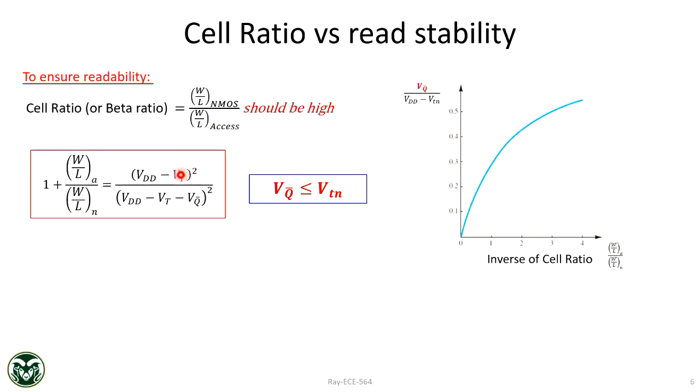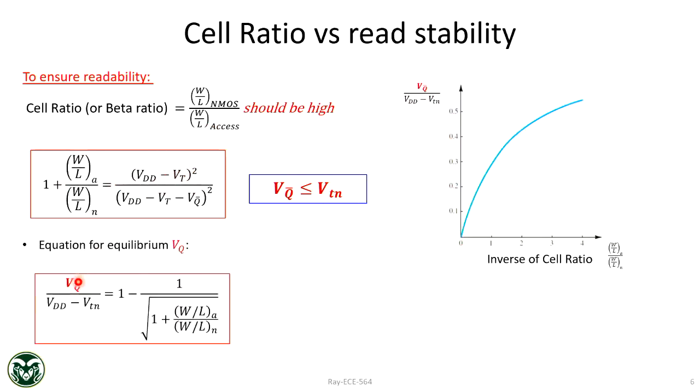You can simplify this equation a little bit more. You can write VQ by VDD minus, so you can see this is a square, right? Take a square root and rearrange the terms, so you can write it like this. So you can exactly find what your equilibrium VQ is for a given transistor ratio. You don't need mu, Cox, because they get canceled out. So as long as you know the sizing ratio of the access transistor and NMOS, you know exactly what your VQ bar voltage is, or what the read disturb voltage is. So VQ bar here is the read disturb voltage.